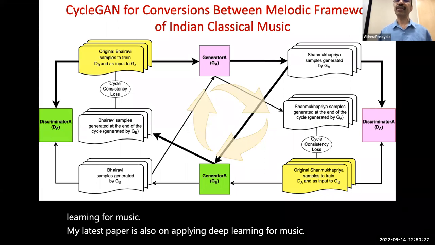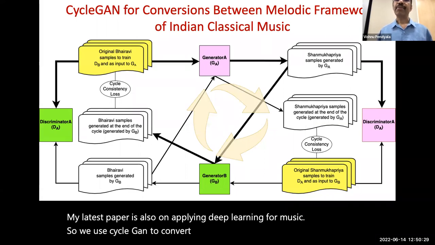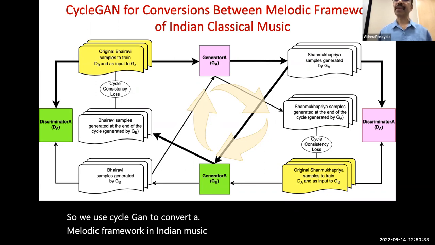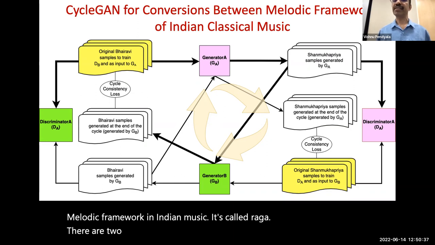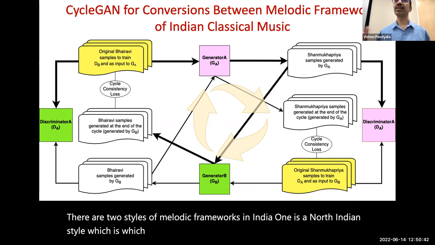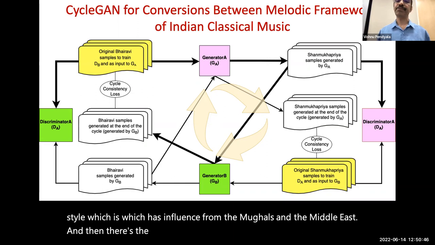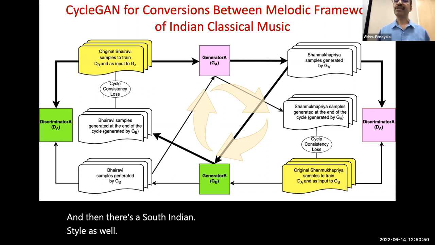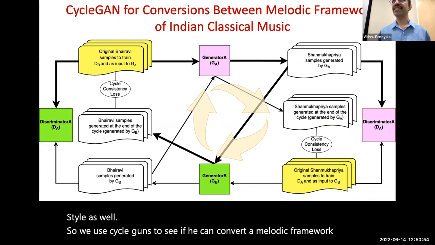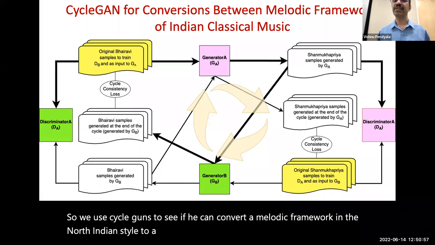We use CycleGAN to convert a melodic framework. In Indian music, it's called raga. There are two styles of melodic frameworks in India. One is the North Indian style, which has influence from the Mughals and the Middle East. And then there's the South Indian style as well. So we use CycleGAN to see if we can convert a melodic framework in the North Indian style to a melodic framework in the South Indian style.